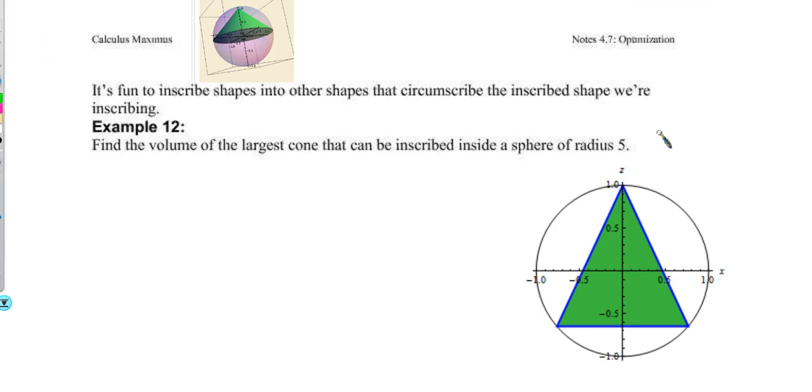Alright, so now that we see what's going on, let's see what we're doing. We're trying to find the volume of the largest cone that can be inscribed inside the sphere, and the radius is going to be 5.